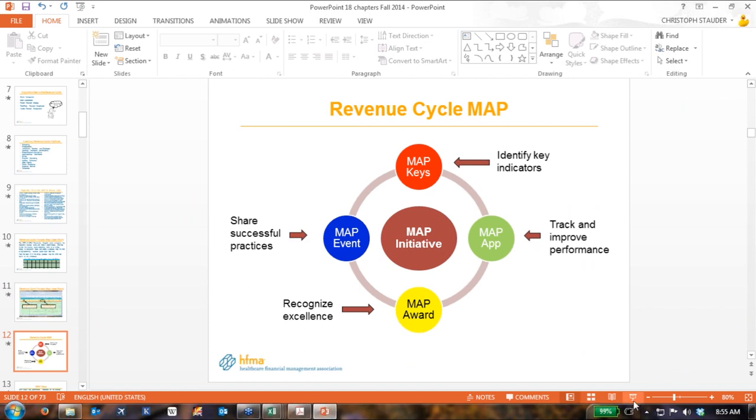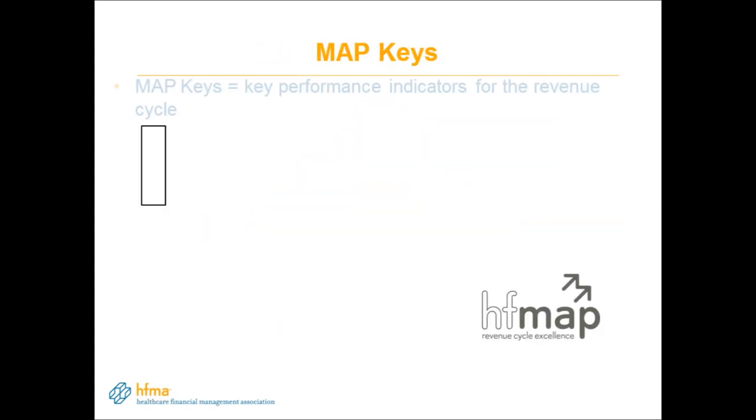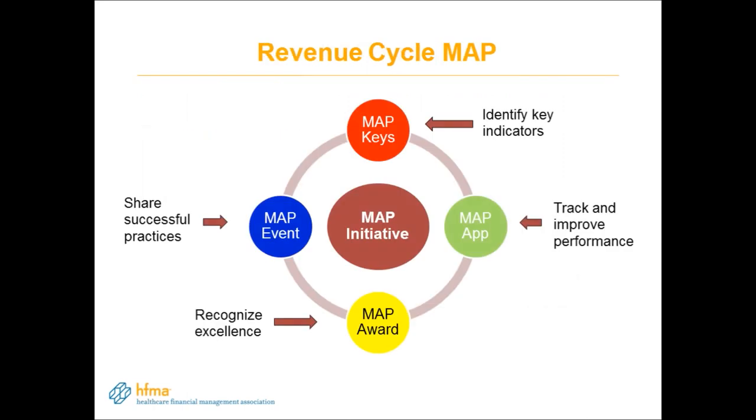I'm going to make this bigger again so you can see this better. Here's the complete diagram. You may be familiar with the MAP initiative of HFMA. That stands for Measure, Apply, Perform. So measuring performance, that's something that David modeled with his 2007 article, apply evidence-based strategies for improvement, and then perform to the highest standards across the board. But that's what the MAP initiative is. It's HFMA's attempt to improve or contribute to the state of the art of the revenue cycle.